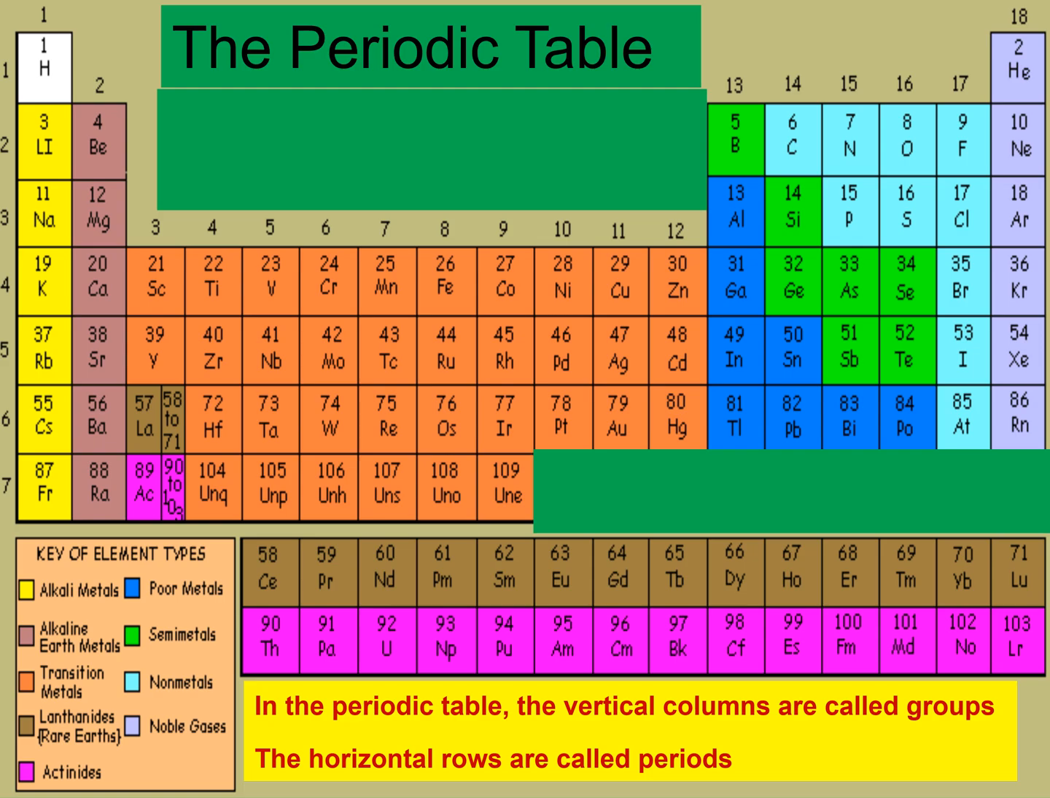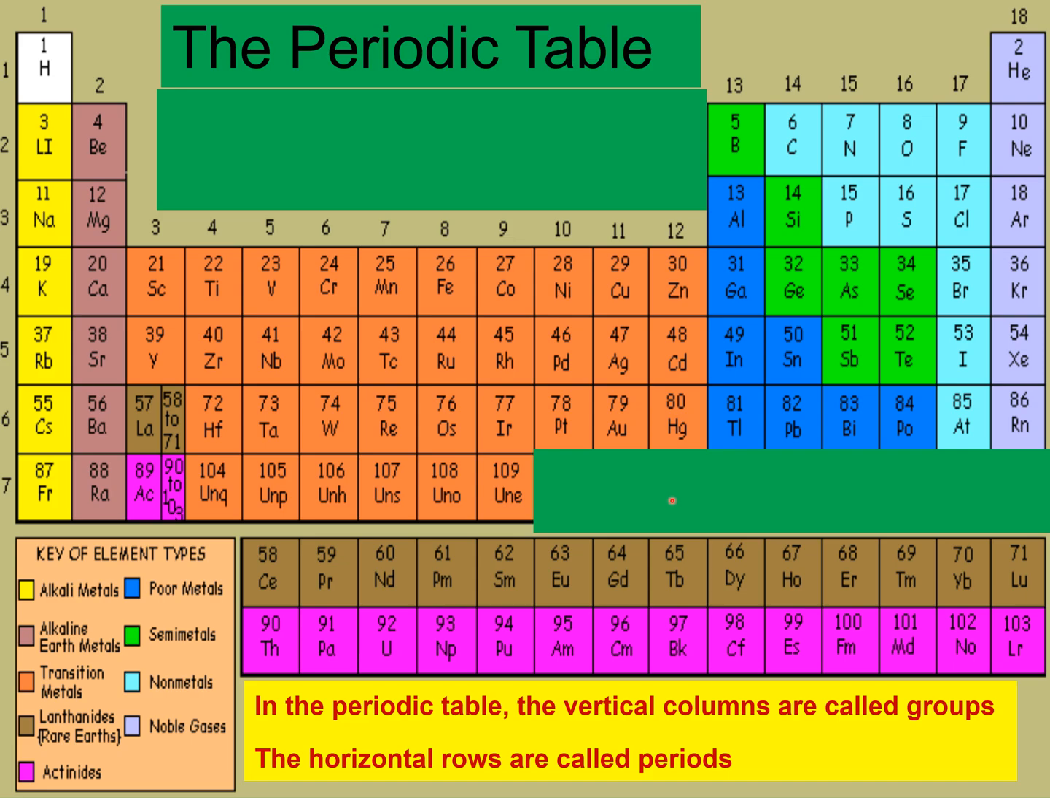This is the periodic table. In the periodic table, the vertical columns are called groups. So these are vertical columns, so they are called groups. Elements in the same group have the same number of valence electrons. This means that elements in the same group have the same number of electrons in their outermost shell.